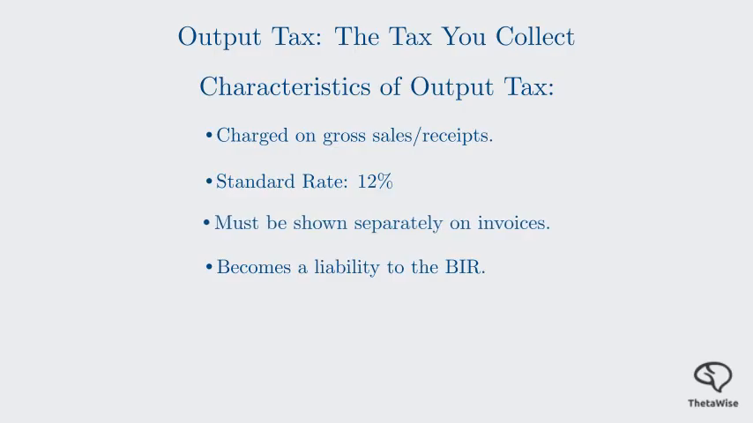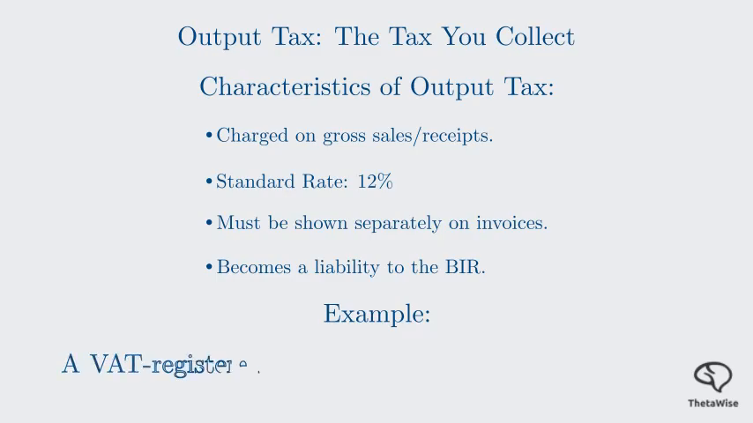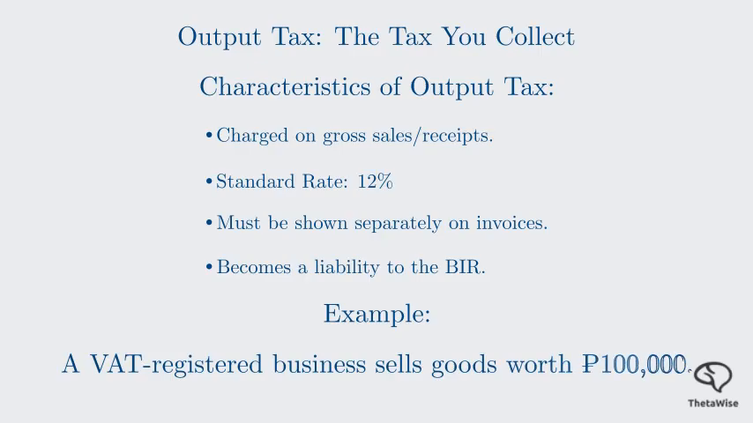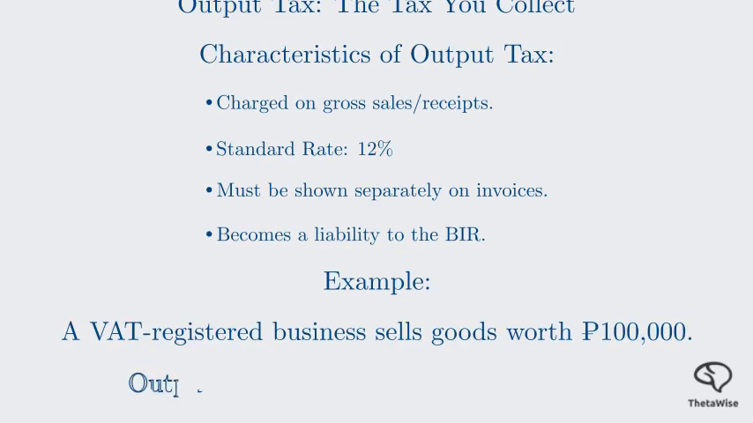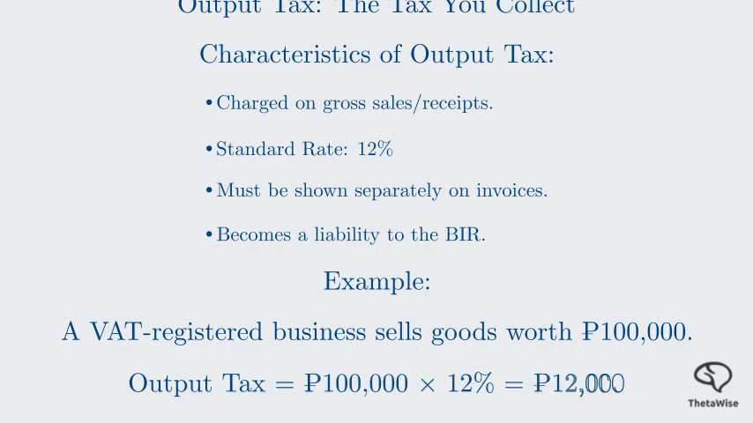It's crucial that this 12% VAT is shown separately on the VAT invoice or official receipt you issue to your customer. This transparency is a key part of the VAT system. Let's look at a simple example. Imagine a VAT-registered business sells goods to a customer for 100,000 pesos. To calculate the output tax, we multiply the sales amount by the 12% VAT rate. So 100,000 pesos times 12% gives us an output tax of 12,000 pesos.